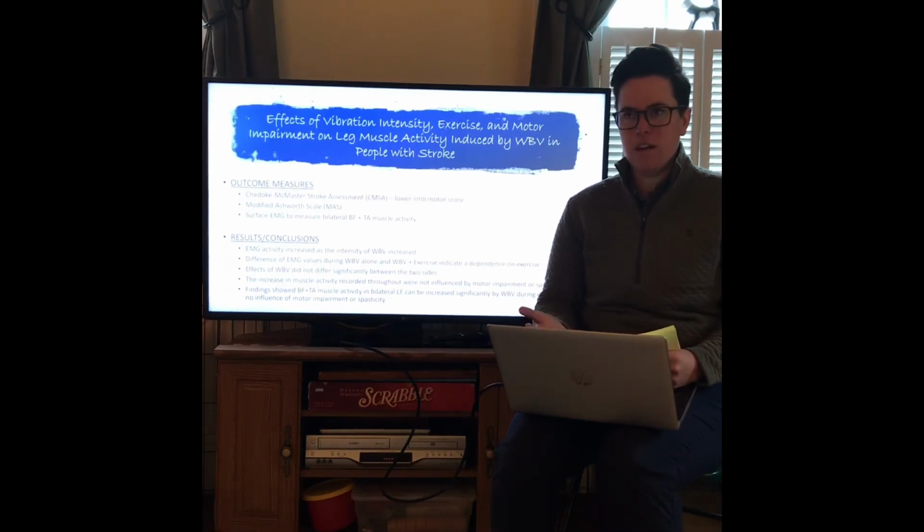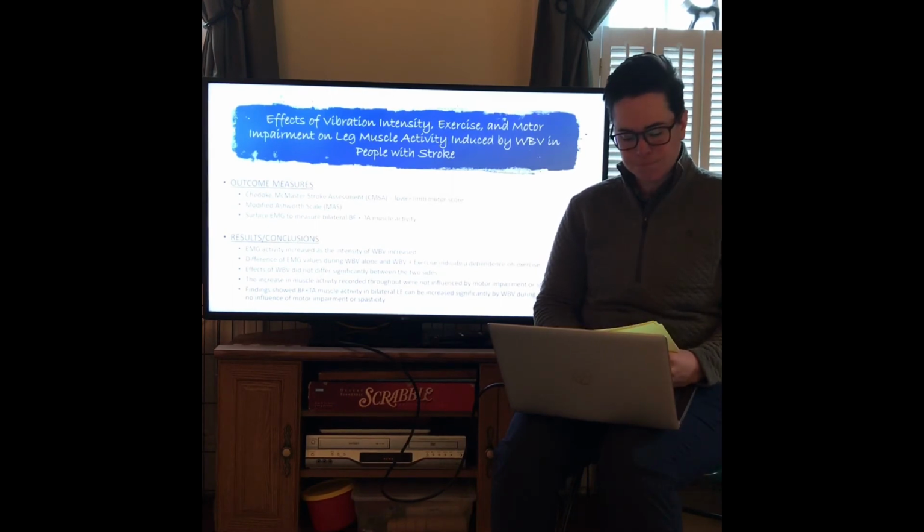So we know that high velocity movements increase spasticity, which can then give like a false reading on muscle activity and strength scores, and so they were able to determine that it was not likely that the EMG readings were influenced at all by any levels of spasticity or motor impairment.